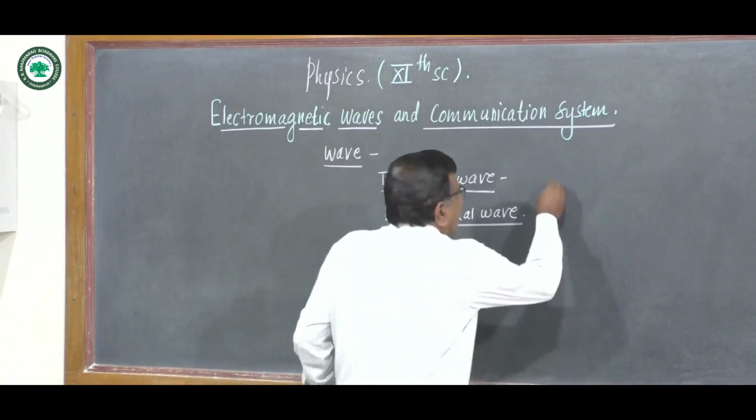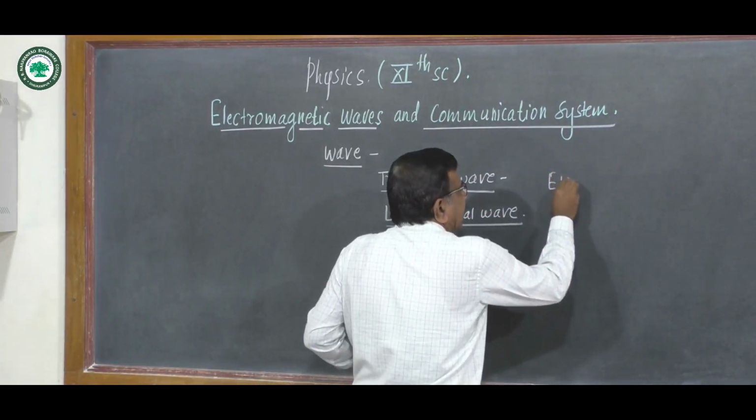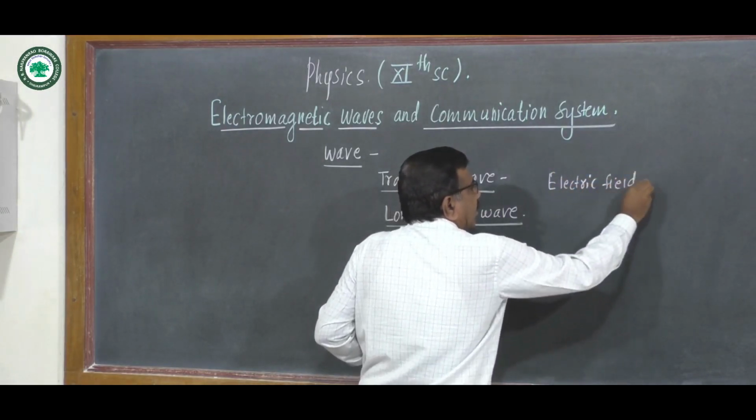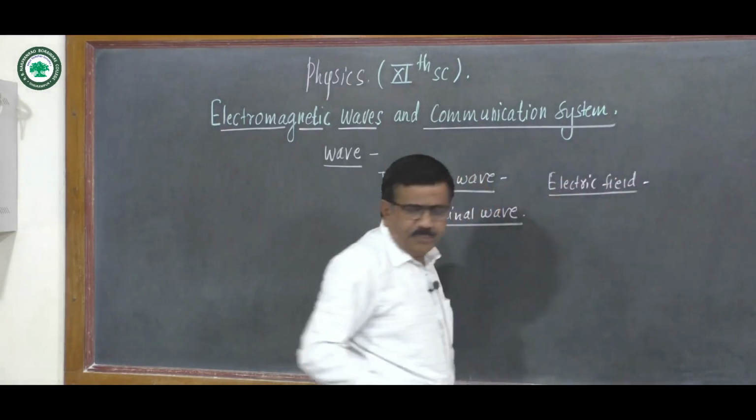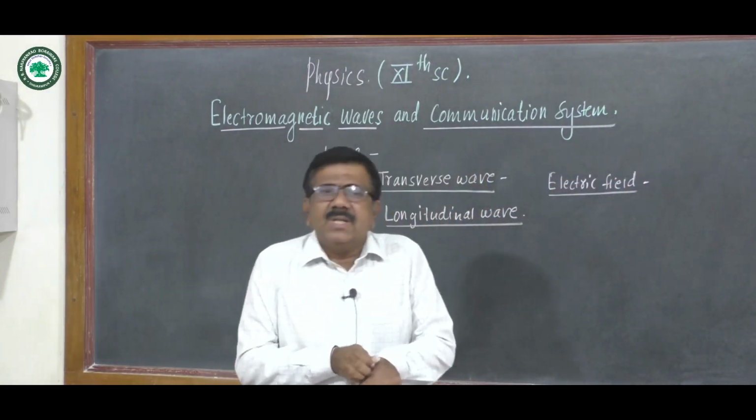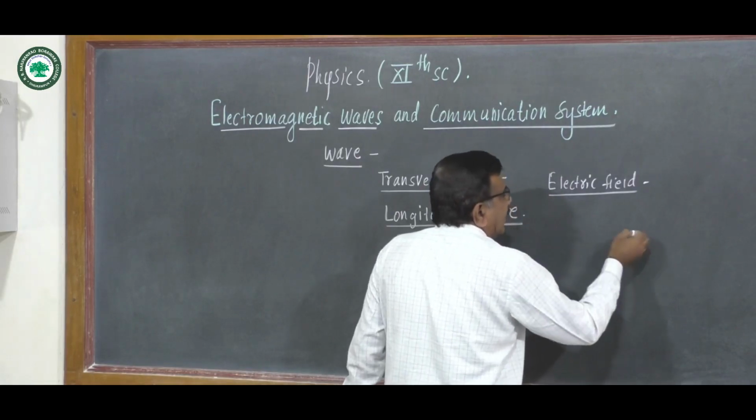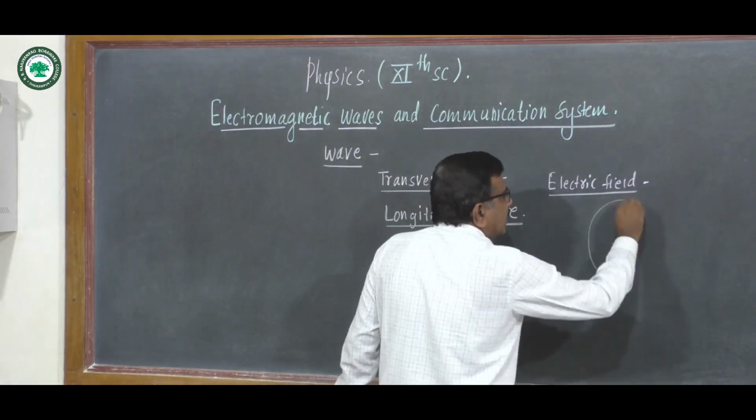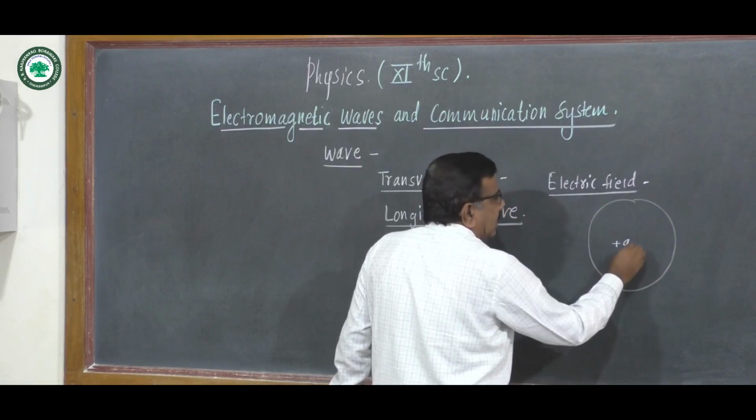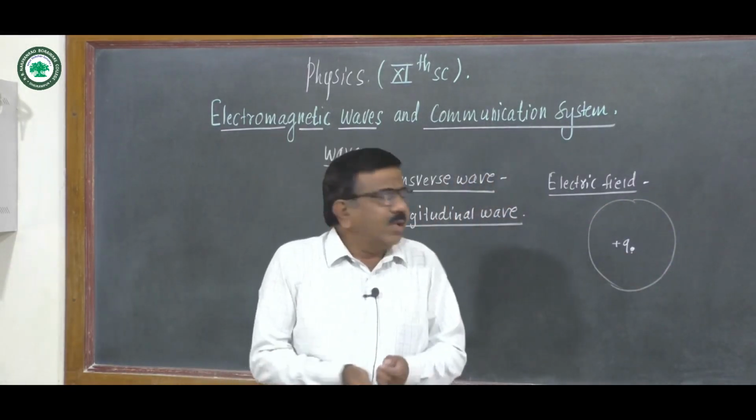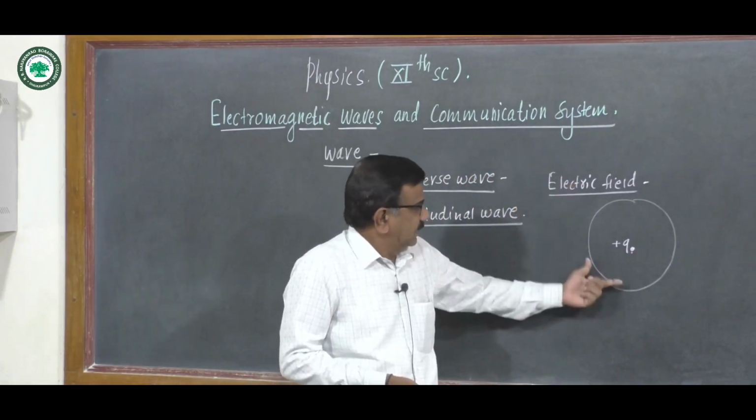Now we also know about the electric field. Electric field is produced by the charge at rest. If charge is at rest, there is a certain space around this charge in which another charge experiences a force. We call it an electric field.